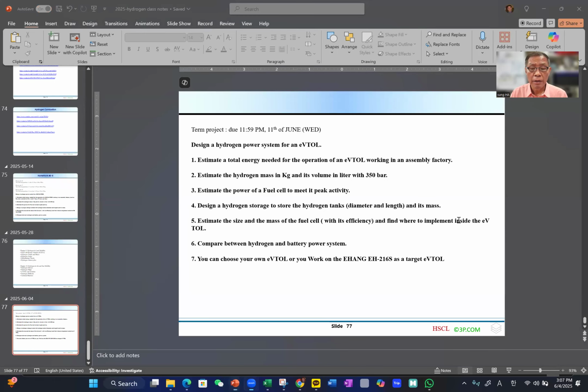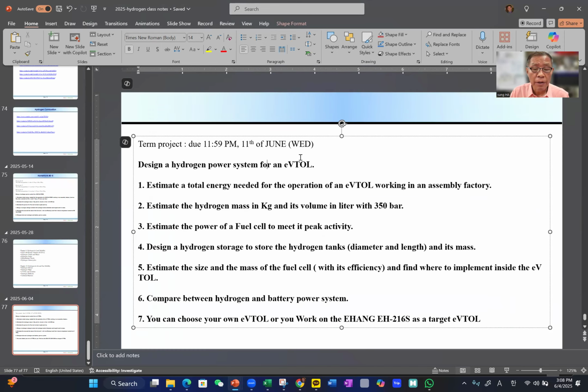Okay. As I announced, this is going to be our term project. Basically, we will design a hydrogen power system for an eVTOL. To do so, we need to understand the eVTOL characteristics as much as we can before we design the hydrogen power system. The hydrogen power system will mainly consist of a hydrogen storage tank and a fuel cell.